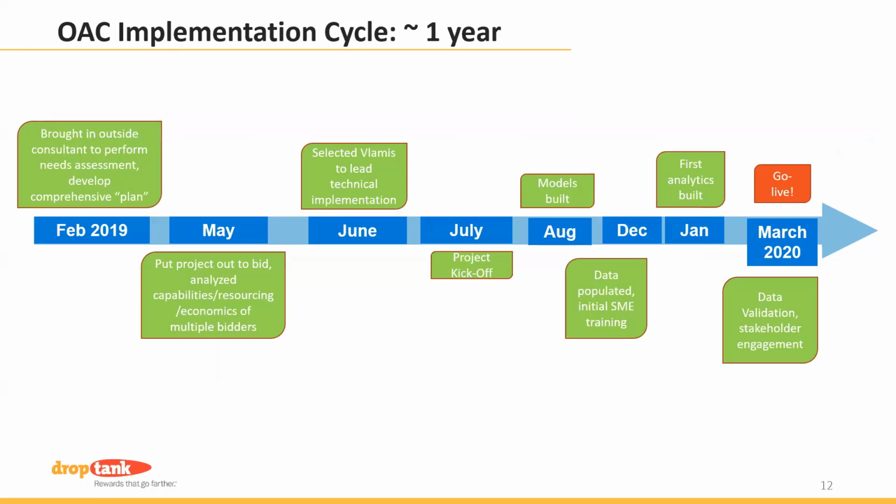As far as our implementation cycle for Oracle Analytics Cloud, OAC, ballpark, it took us about a year. We started out, before I started, our CEO, David, brought in an outside consultant. That was actually Dan's company, Vlamis Software, that came and did an assessment of our needs and what we were sitting on in terms of our data and what was possible. We put the project out to bid.